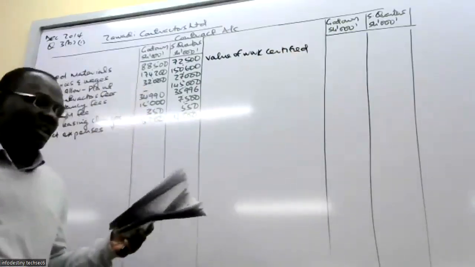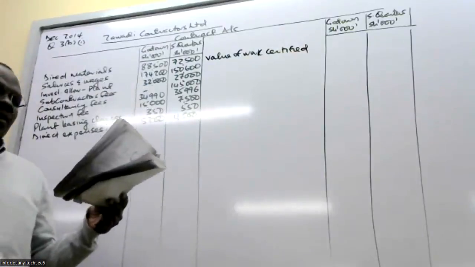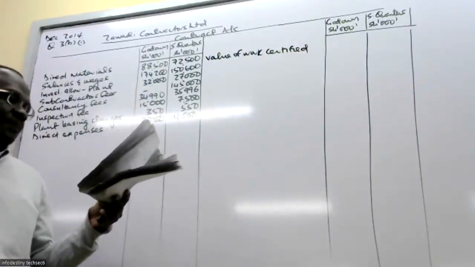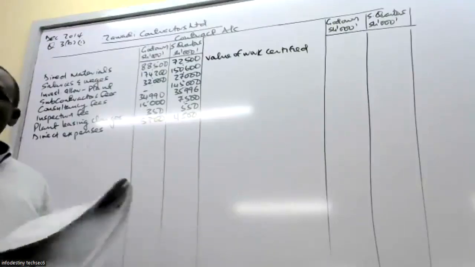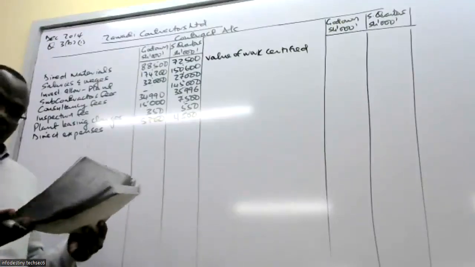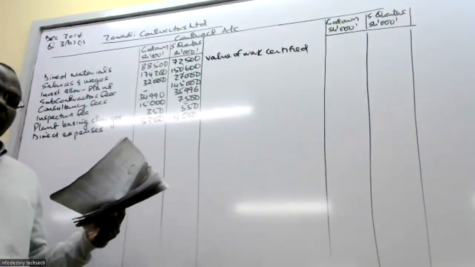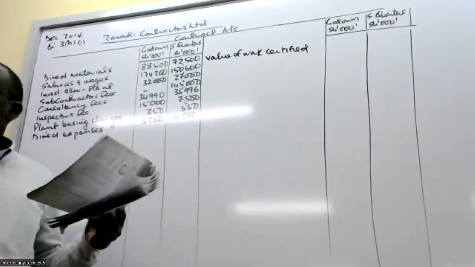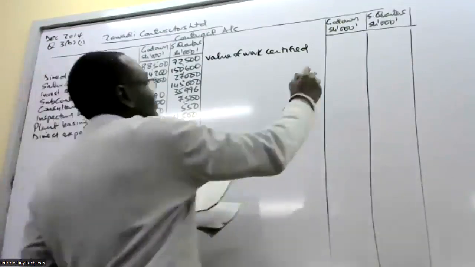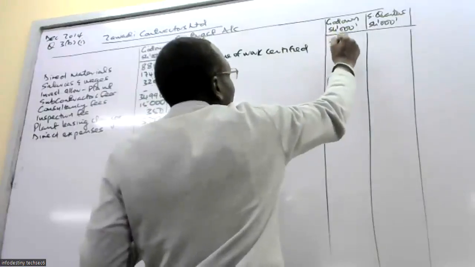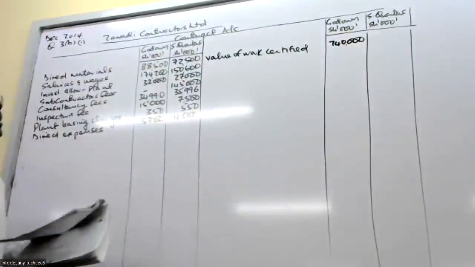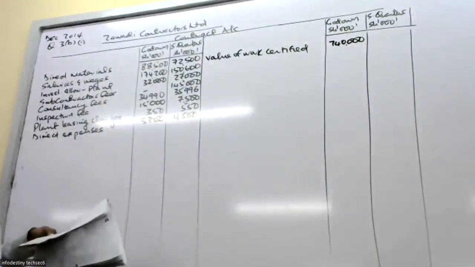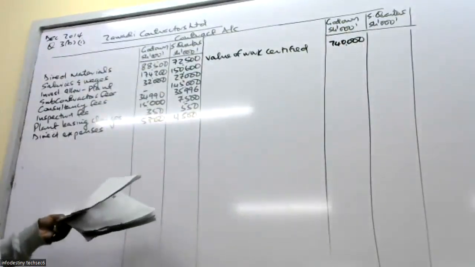So that's cumulative value of work certified at the end of the year, 990,000, minus cumulative value of work certified as of January, which is 250,000. The difference is 740,000. So 740,000. You need value of work certified. The value of work certified is like the payment that they're expecting, like the sales that has been made.